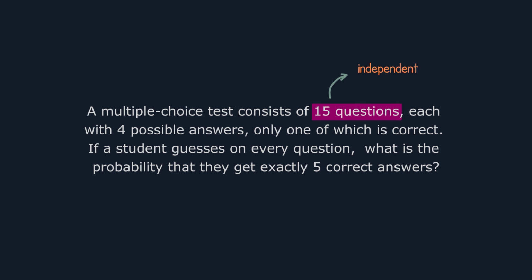Also, there are only 2 outcomes for each trial. Either the student guesses correctly, which we'll call a success, or they guess incorrectly, which is a failure. The probability of success is constant at 1/4 because there's only one correct answer out of the 4 possible choices.